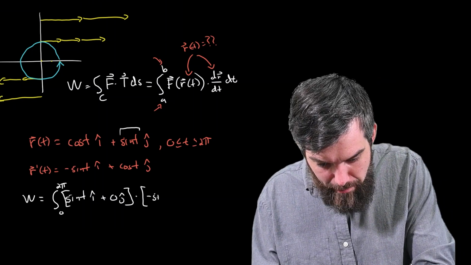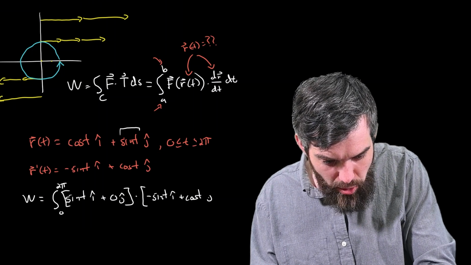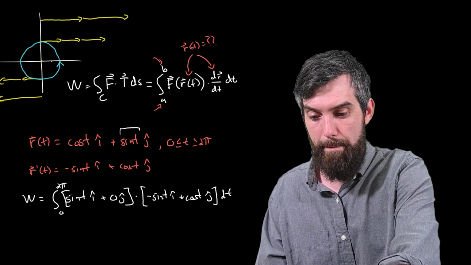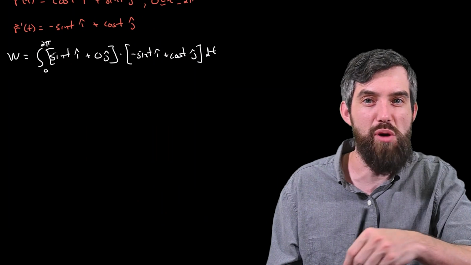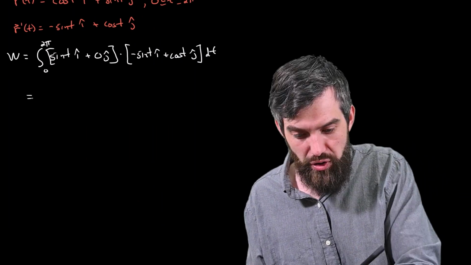And so this is going to be a minus sine of t in the i hat plus a cosine of t, that won't matter, in the j hat, but we'll write it down nevertheless, and then integrate it with respect to t. Okay, so this is the integral that I want to focus on, and now it's just a computational problem of can I execute this? Well, let's do the dot product first.